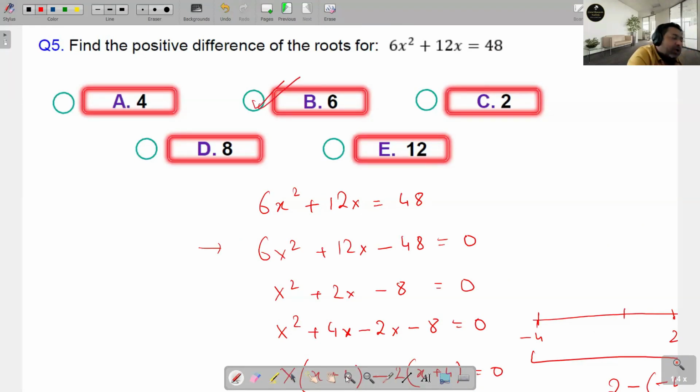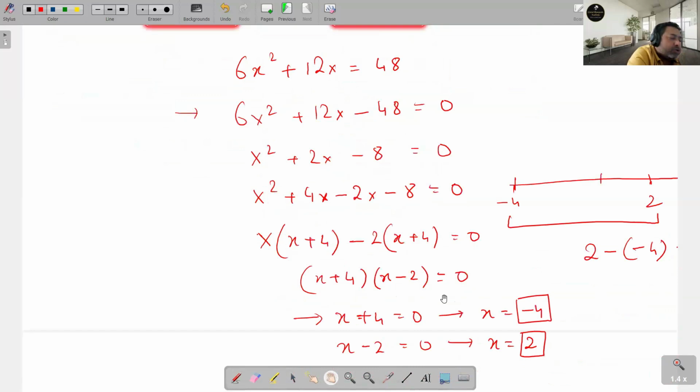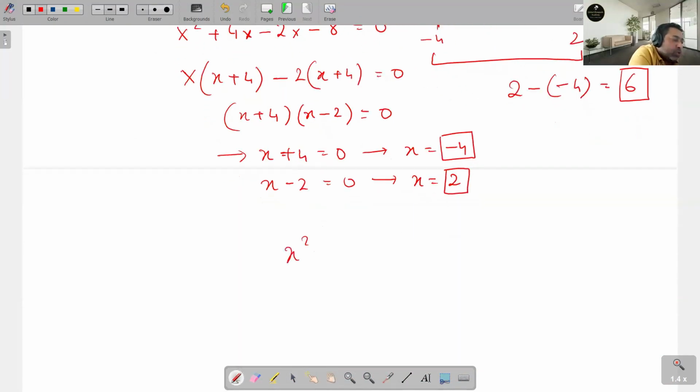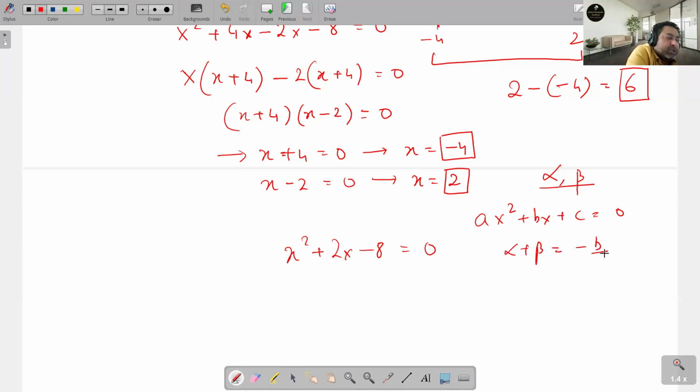There is another way you can look at it, using the sum of roots also. Okay, so when we simplified this equation we got x square plus 2x minus 8 is equal to 0. Sum of the roots of an equation ax square plus bx plus c is equal to 0: let's say the roots are alpha and beta. These are the two values of x for which this equation is true. Then alpha plus beta, the sum of the roots, is always equal to minus b upon a, and alpha beta is always equal to c upon a.